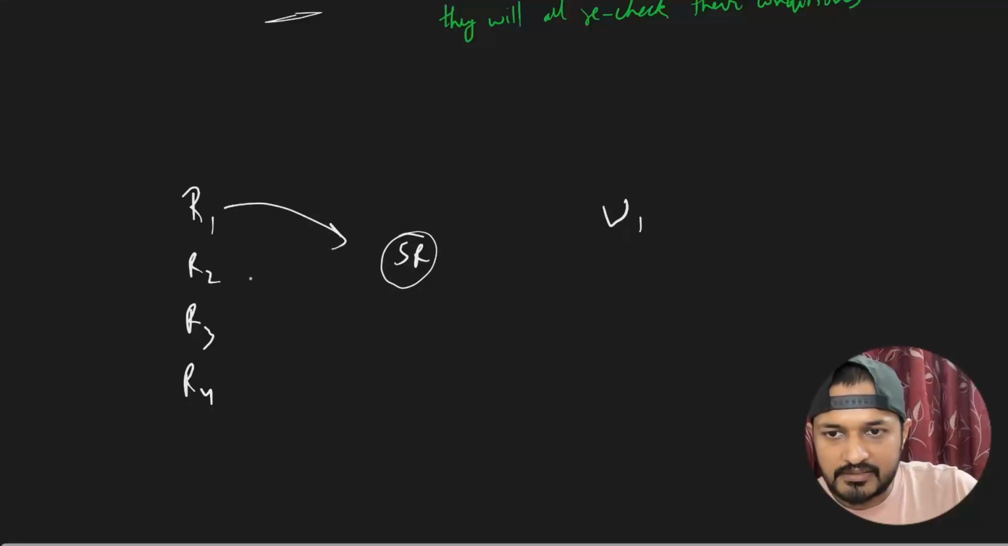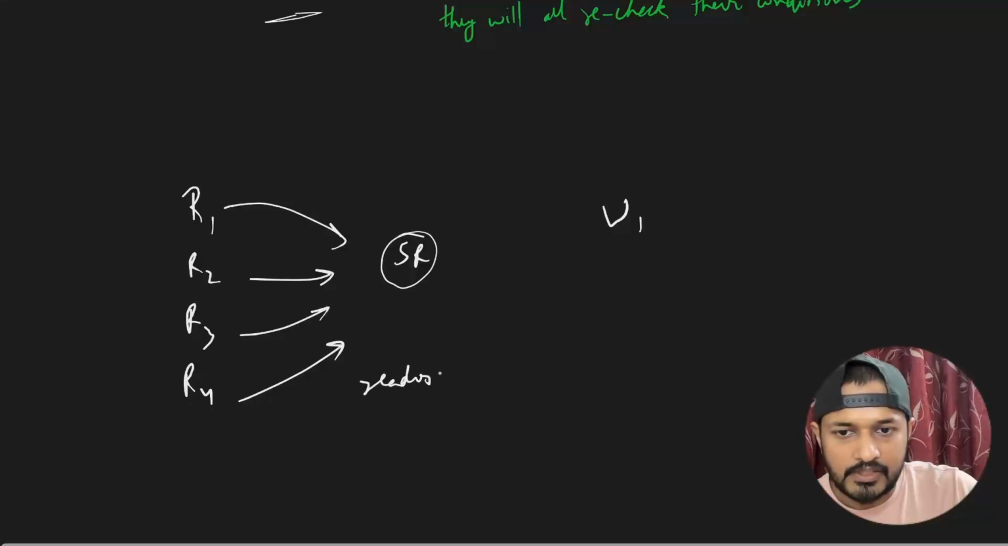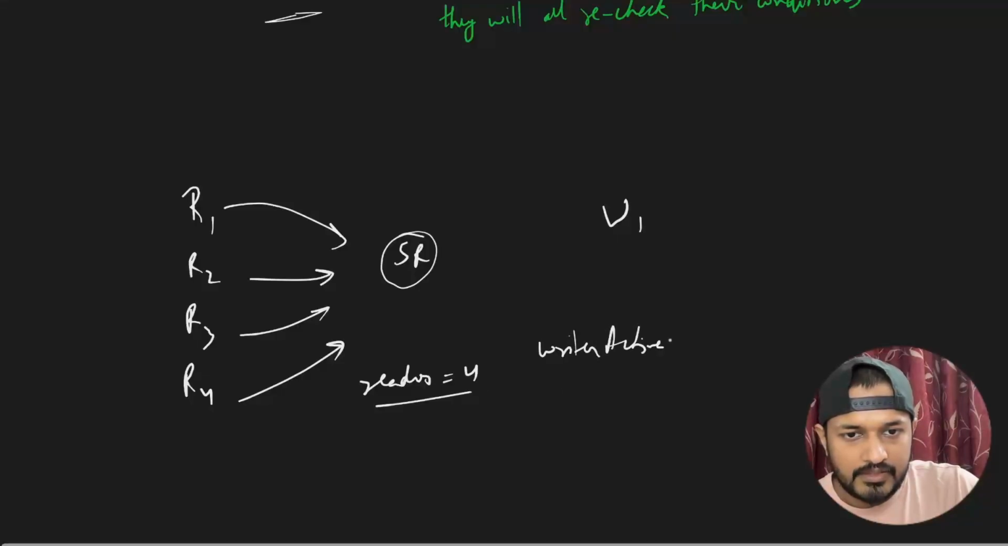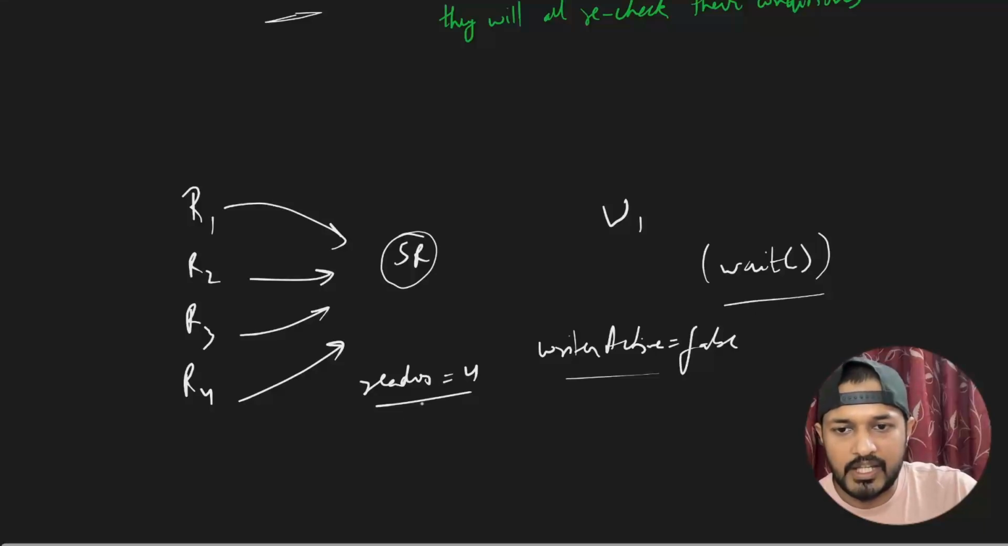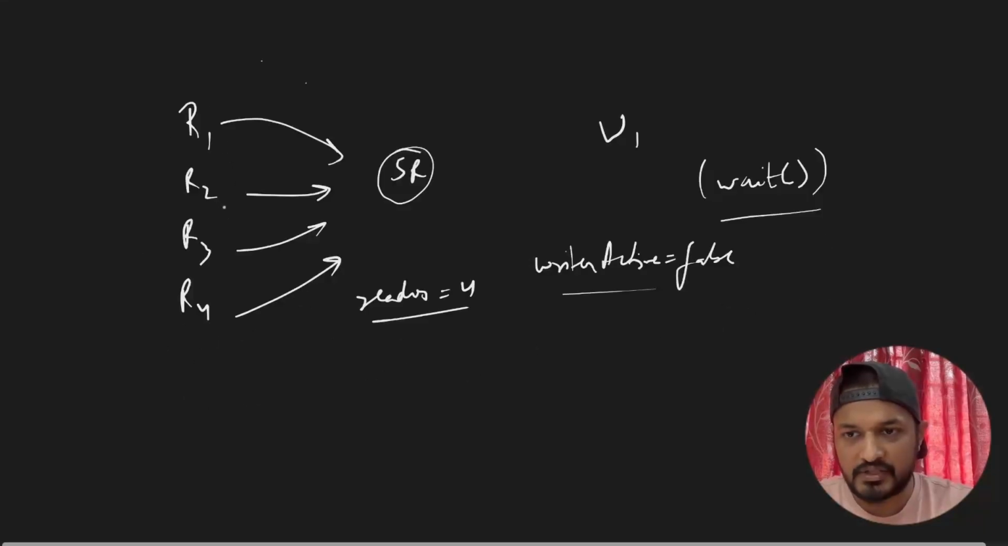So R1 is reading, then R2 is reading, R3 is reading, R4 is reading. Our readers is equal to 4, correct? And writeActive is equal to false, correct? So our writer is in waiting state currently, correct? Now what happens? There are 4 readers, R1, R2, R3 and R4. They have incremented the number of readers reading parallelly on the shared resource to 4. WriteActive is equal to false and our writer is in waiting state.